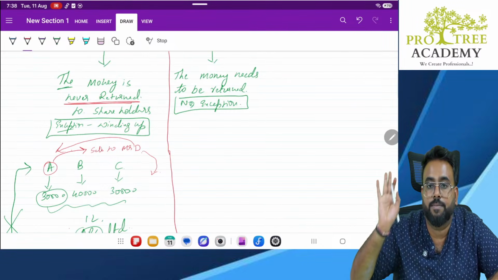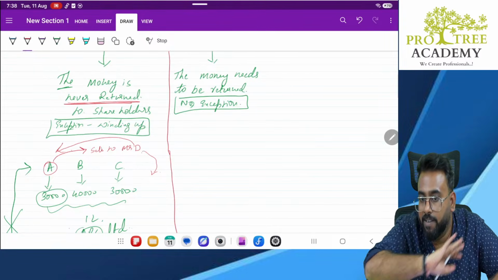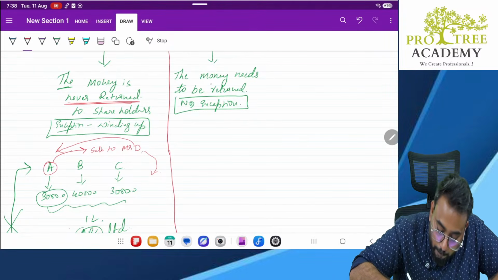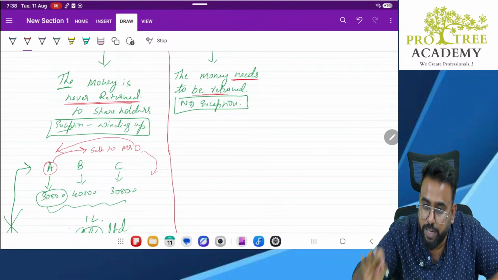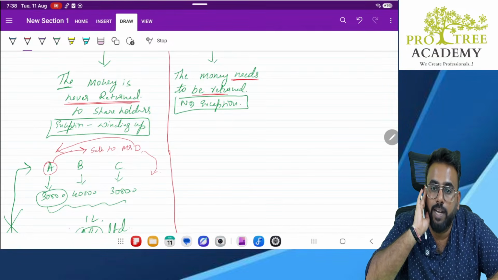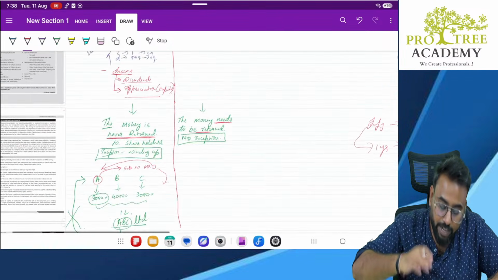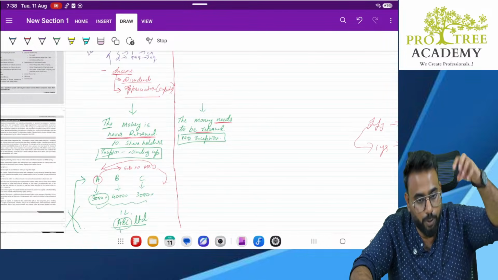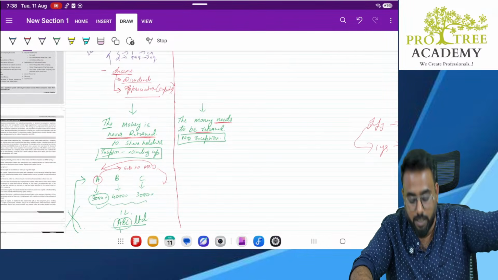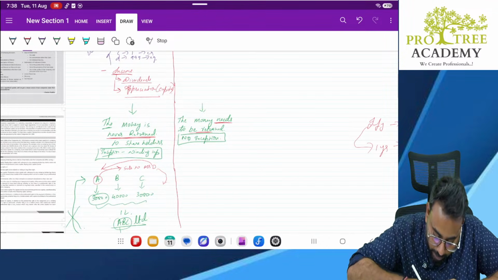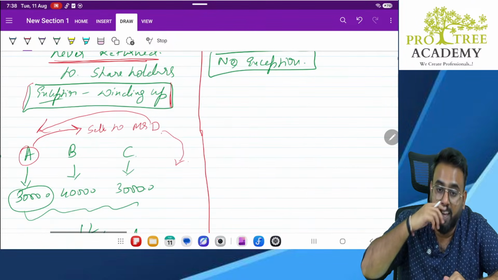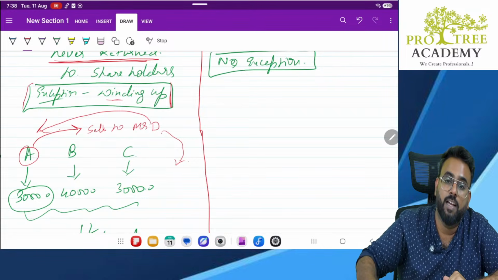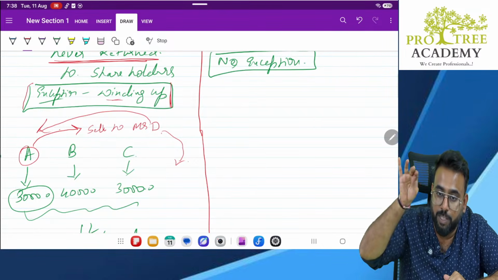The money will never get returned. Here, money needs to be returned. So, your equity share, once you put in, it is gone, done and dusted. Sir, now you tell me about this exception, sir. I am waiting for that point. See, the exception is winding up. I told you, equity shares are like a Tirupati Hundi.